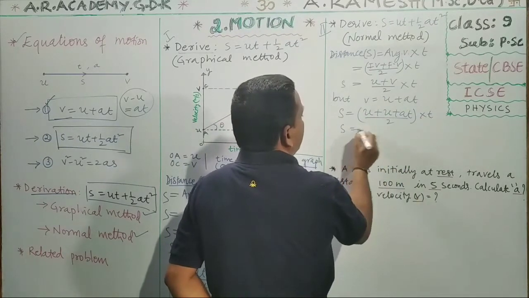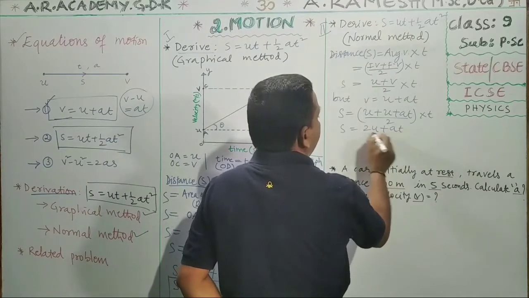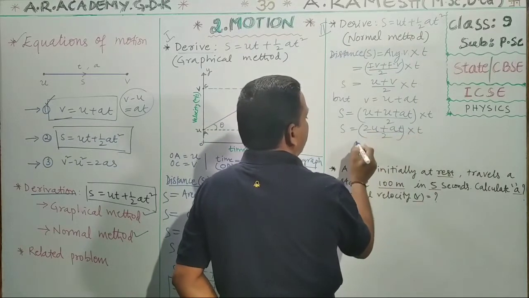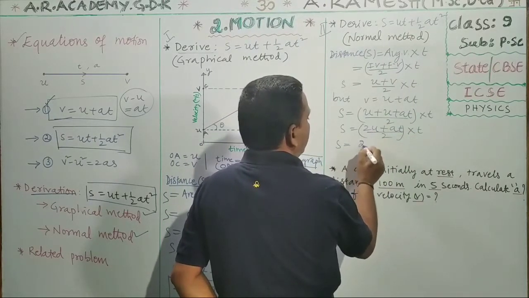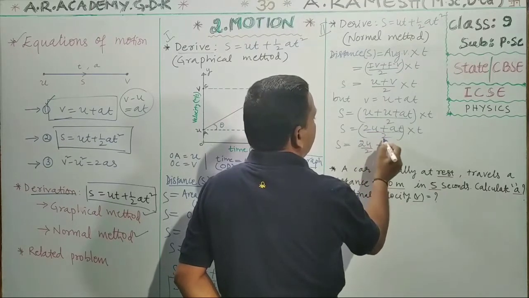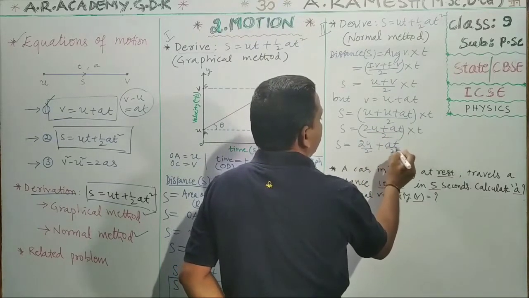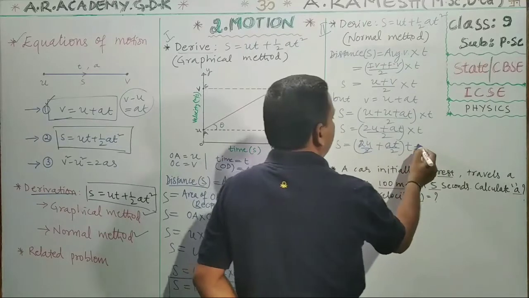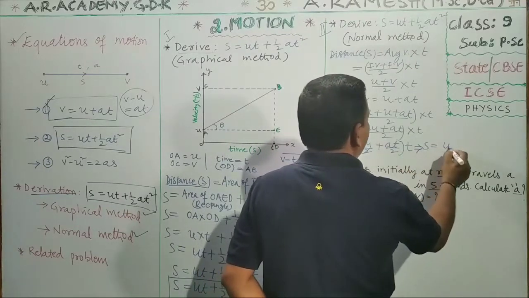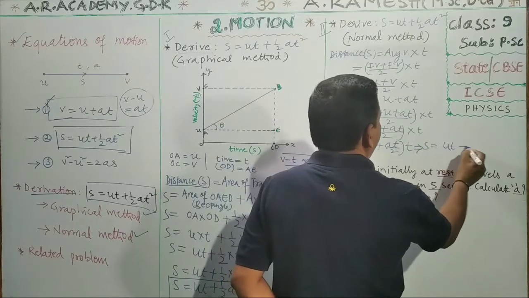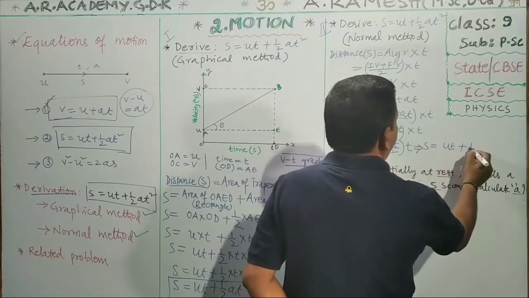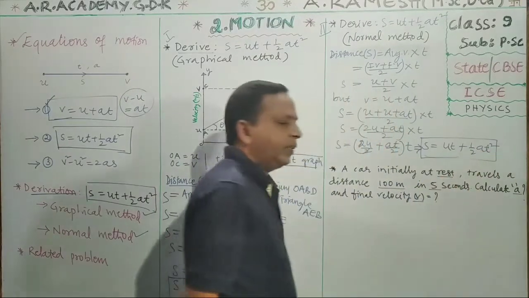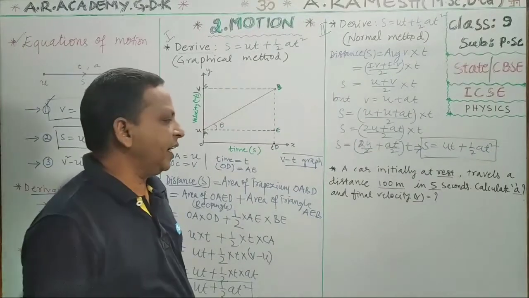u plus u, 2u. So (2u plus at) by 2 into t. Then S equal 2u by 2 plus at by 2 into t. 2 cancel. That is S equal u, t you send inside: ut plus t sent inside of half at square. Finally we got S equal ut plus half at square.